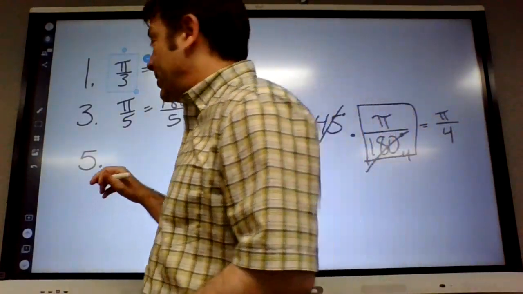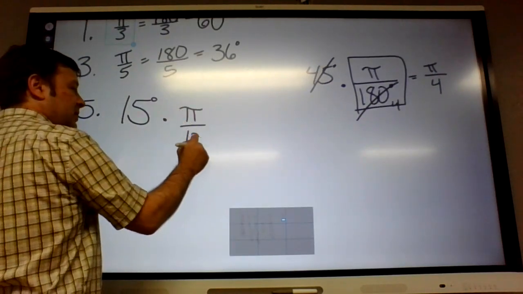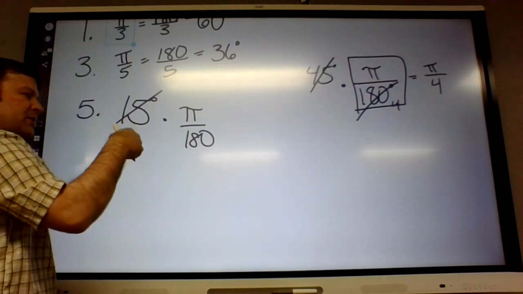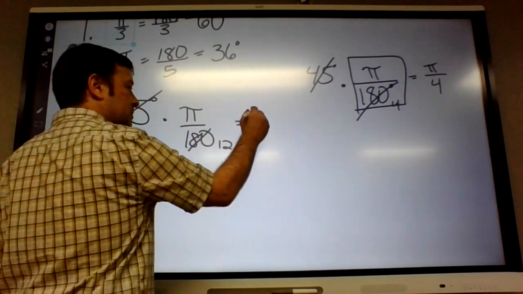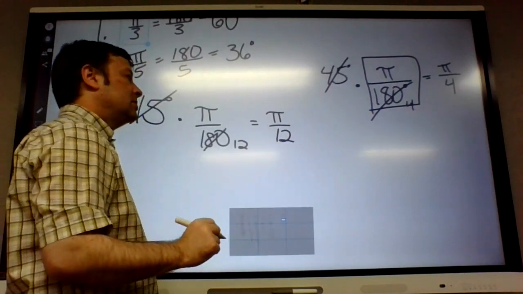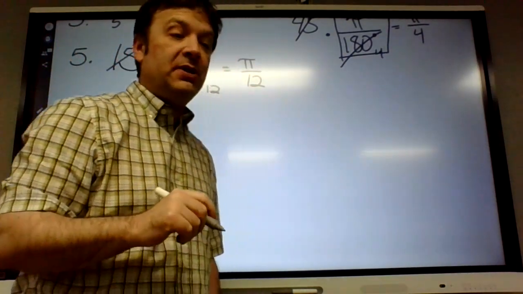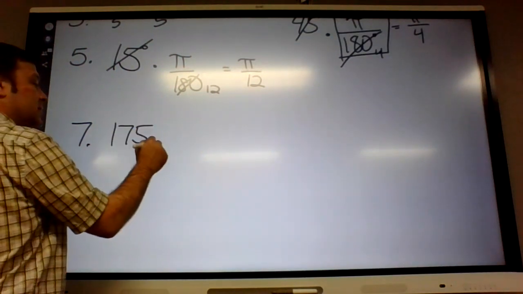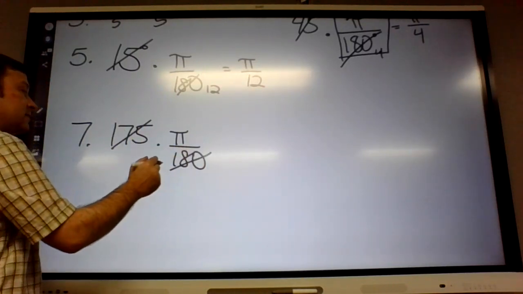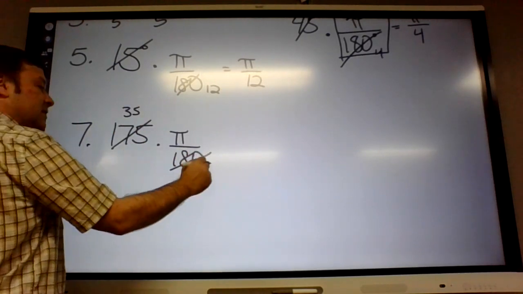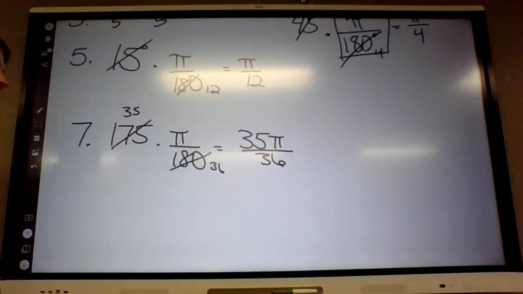So, on number 5, it says 15 degrees. So I'm going to multiply by pi over 180. I think 15 goes into 30 twice, 30 goes in 6 times. So I think this reduces to pi over 12. Do you want us to show that work? No. I'm just doing it without a calculator here. Okay, 7 is 175. This one doesn't reduce that well, but it does. If you divide by 5, let's see, it's 35 or 36. Okay, so 35 pi over 36.